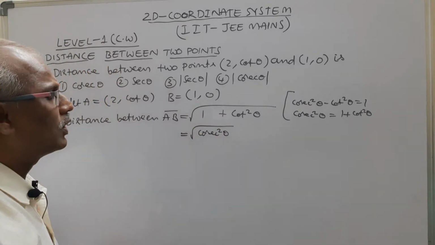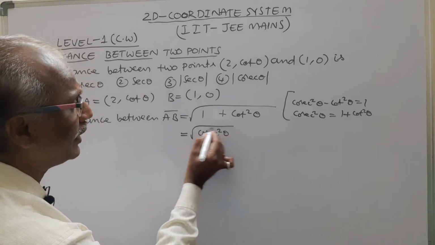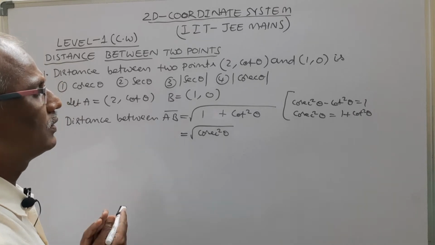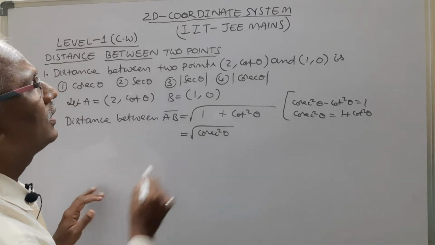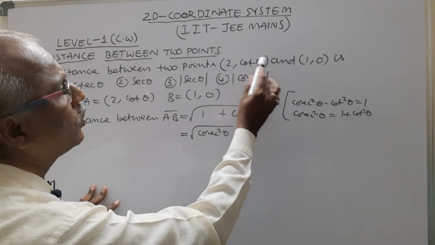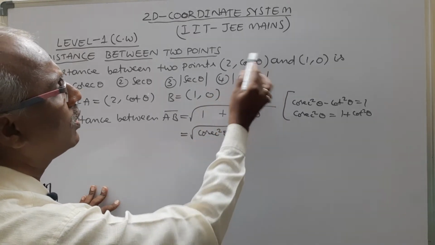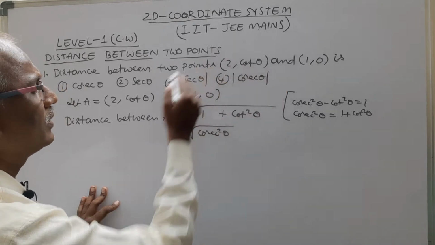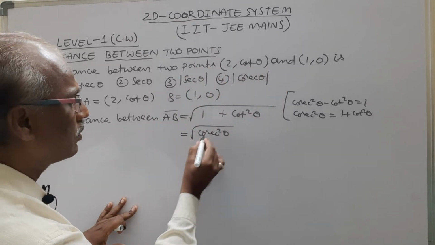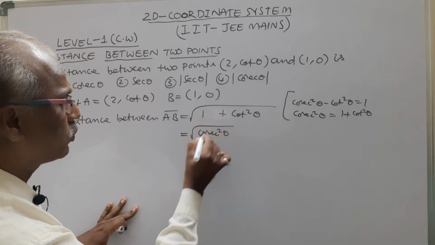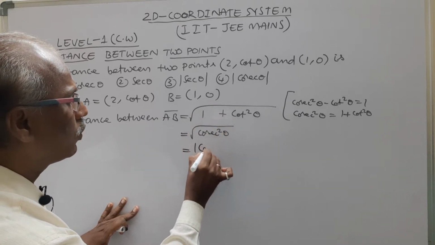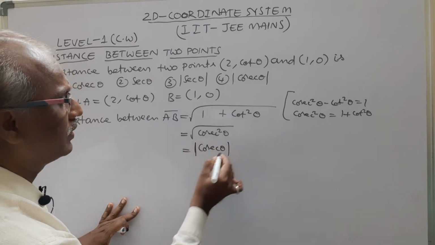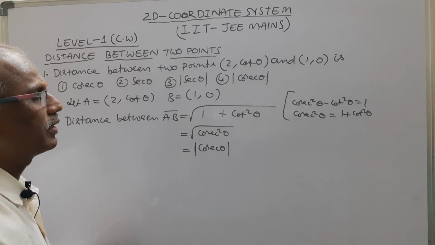Distance is always positive, but this is a trigonometric ratio. Trigonometric ratios are positive in some quadrants and negative in some quadrants. Here in this question, there is no range given for theta. Which quadrant theta lies in is not given in this question. That's why the answer, square root of cosecant square theta, is equal to mod cosecant theta. Mod means plus or minus. Mod cosecant theta.